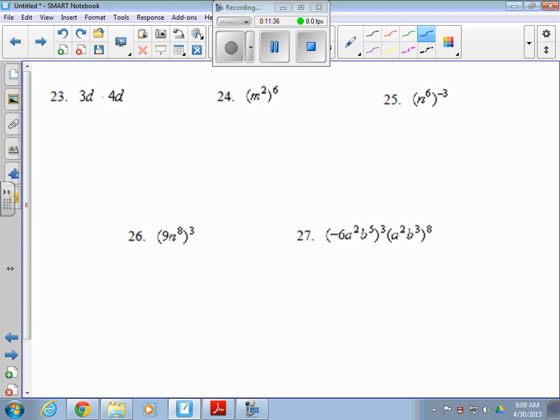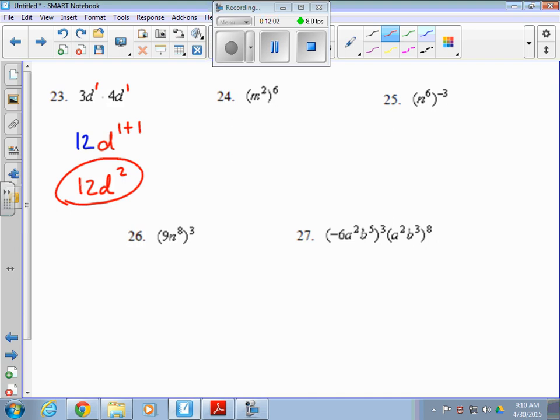Number 23 says 3D times 4D. First thing, multiply 3 times 4, your coefficients, you get 12. Then multiply D times D, same base. When you multiply the same bases, you add the exponents 1 and 1. So it becomes 12D to the 1 plus 1, which is 12D squared.